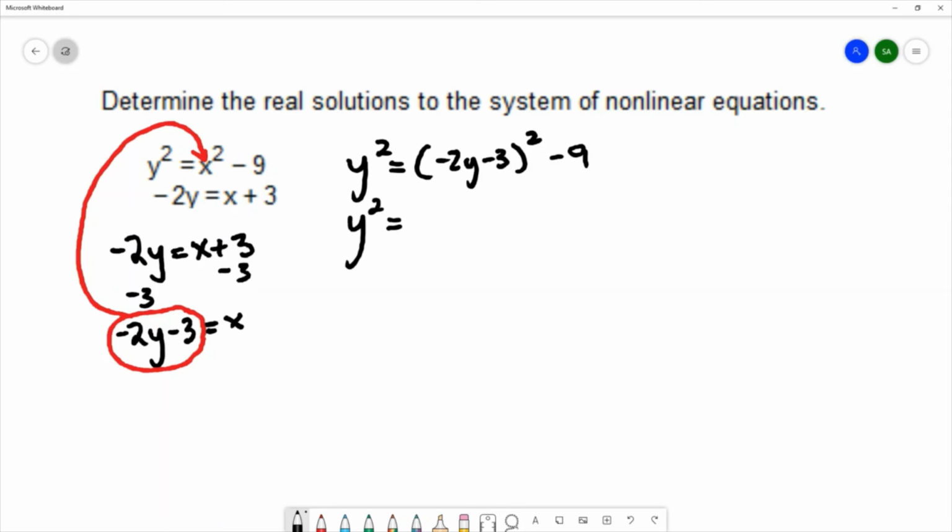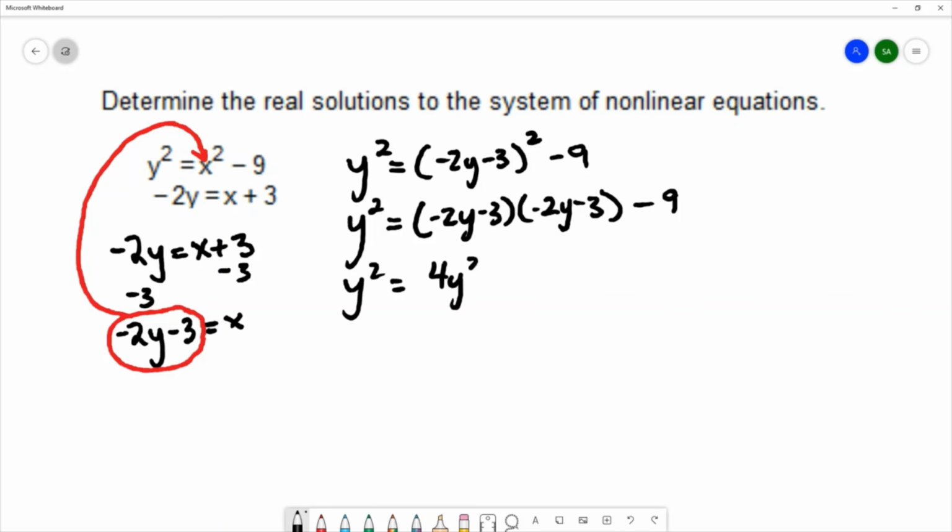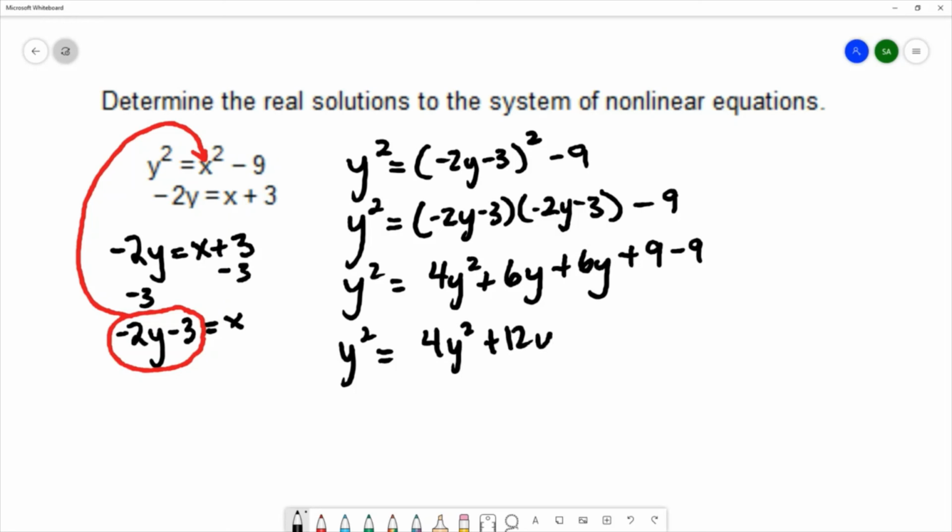I've got y squared equals negative 2y minus 3 times negative 2y minus 3, minus 9. We'll multiply that out. We have positive 4y squared, positive 6y, positive 6y, and a positive 9, and carrying down that minus 9. I'll combine like terms to get 4y squared plus 12y.